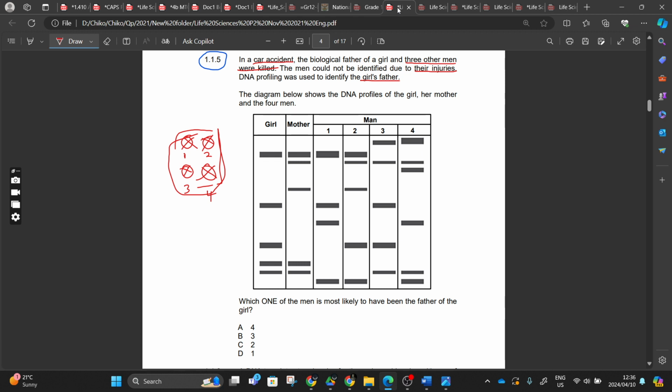So we can say there's number 1, number 2, number 3, number 4. We are not sure who is who, right? So they want to identify, amongst these 4 individuals, which one was this girl's father, right? And then the diagram below shows the DNA profiles of the girl, their mother, and the 4 men.